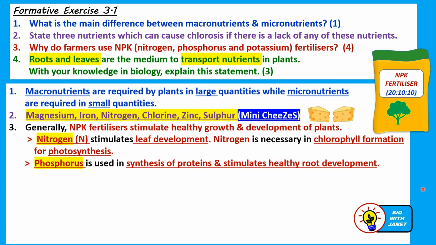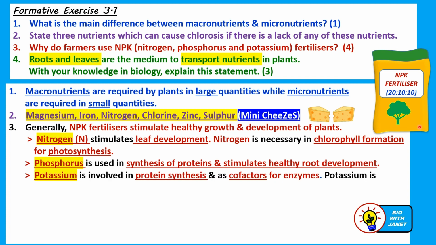How about phosphorus? P, phosphorus. Phosphorus is used in the synthesis of proteins and stimulates healthy root growth. We know that in chapter 4 of the Form 4 syllabus, we have studied the organic compounds such as proteins. They contain phosphorus, right? So phosphorus is used in the synthesis of proteins and stimulates healthy root development. Whereas potassium is involved in protein synthesis too and acts as cofactors for enzymes.